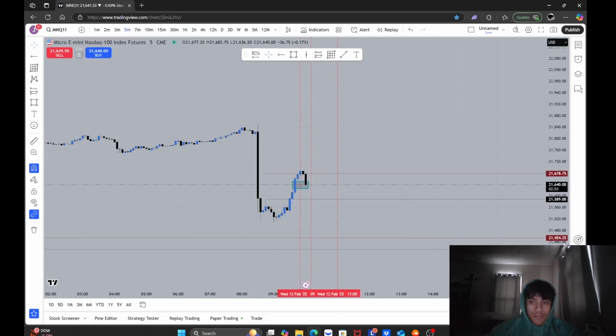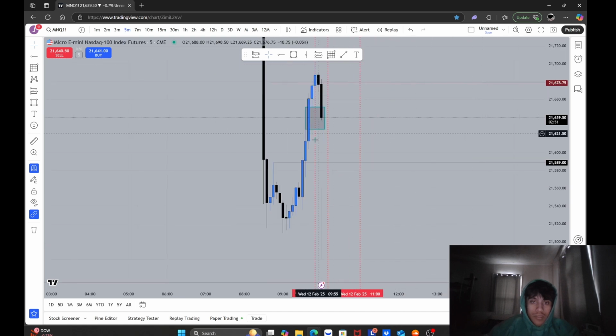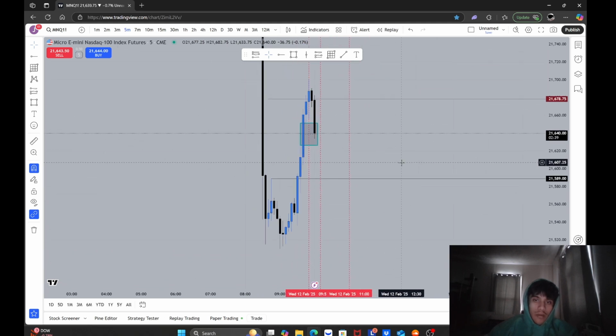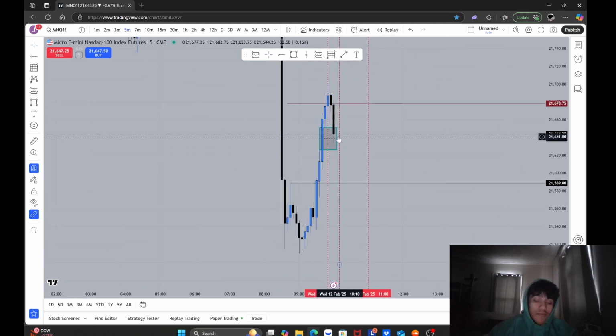But for now, I want to see this get ran through, and then I want to see this get bounced on, or just get played through, and then I could take a trade, right? But for now, we'll see if it even gets past this.